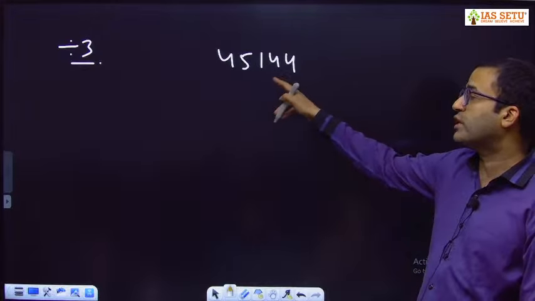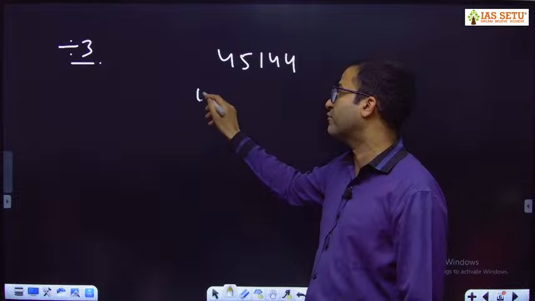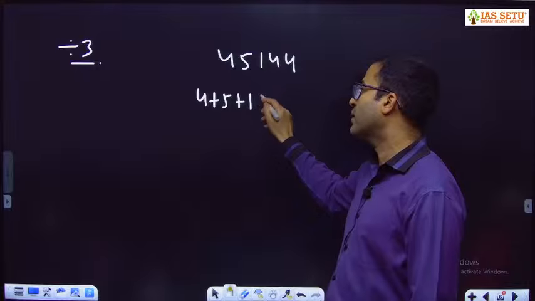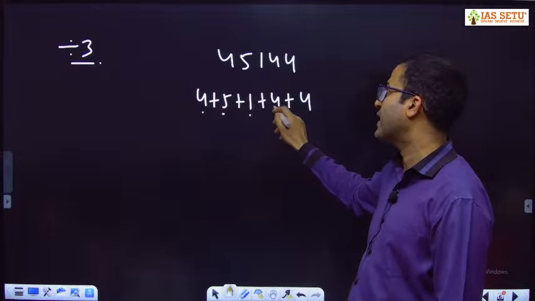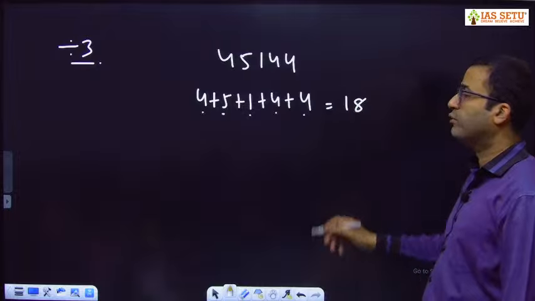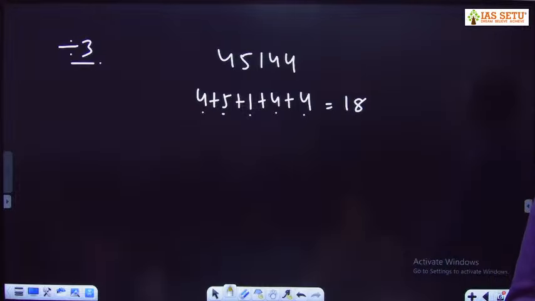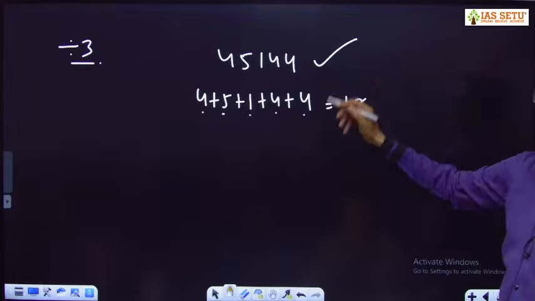So no need to check this number. You take the sum of the digits: 4 plus 5 plus 1 plus 4 plus 4. 4 plus 5 is 9, 10, 14, 18. So the sum of the digits is 18, and since 18 is divisible by 3, it means this complete number is divisible by 3.